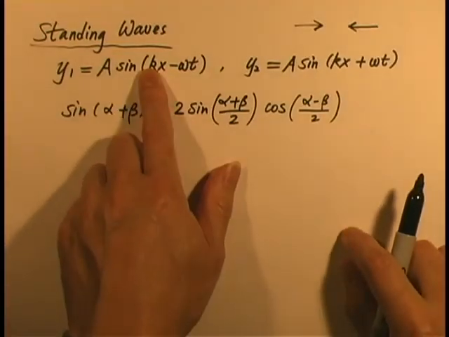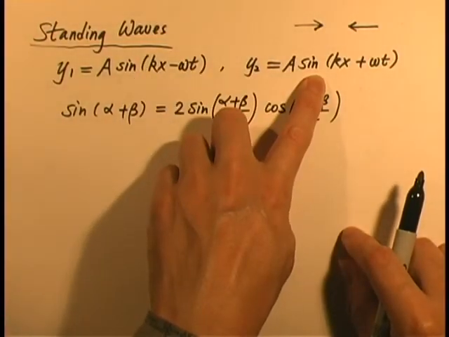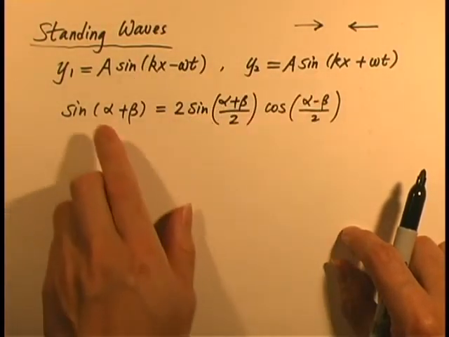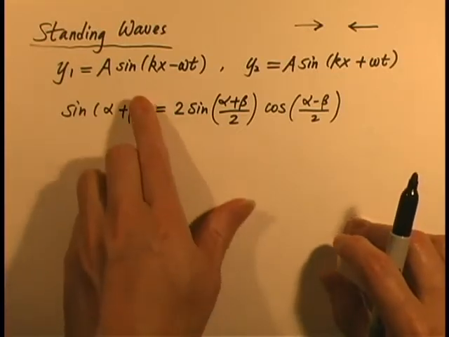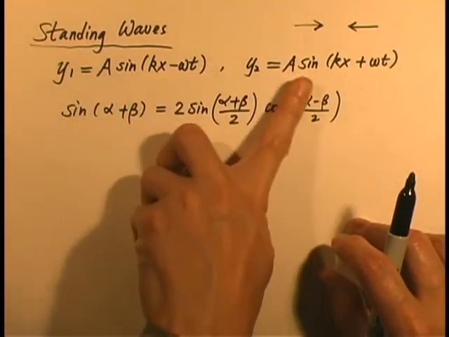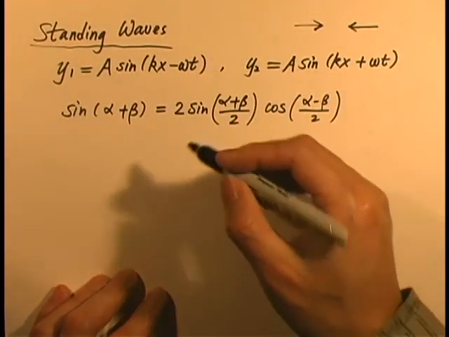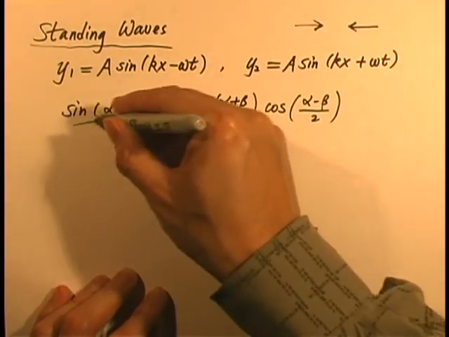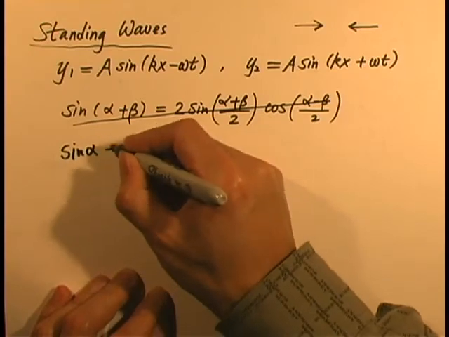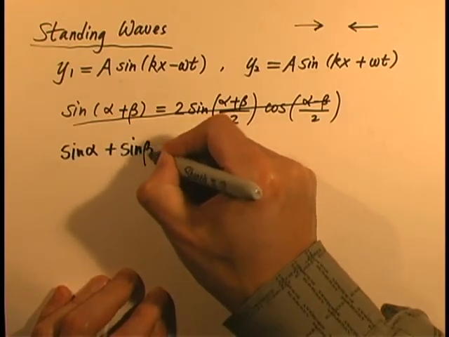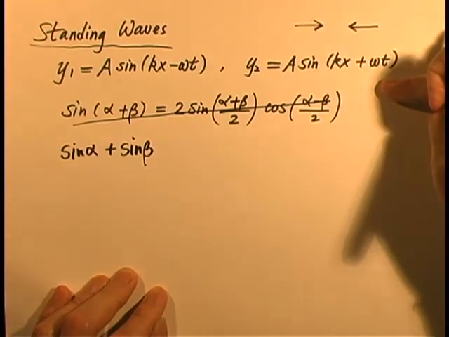So here's wave 1 traveling along the positive x direction, wave 2 traveling along the negative x direction. I need to add y1 and y2 up according to the superposition principle. How would I do that? Well, I would need a formula which adds two sine functions up. In fact, I wrote a formula here, but that formula is not quite relevant here. What I need to know is what happens when you add sine alpha and sine beta. This is alpha, this is beta.